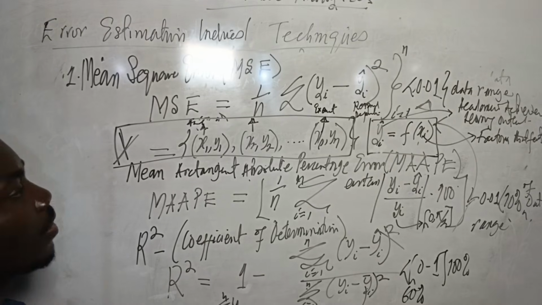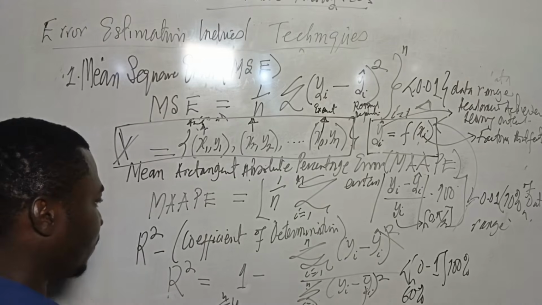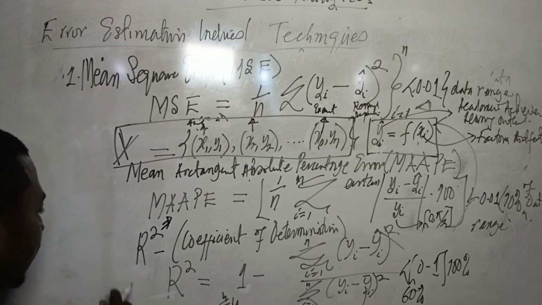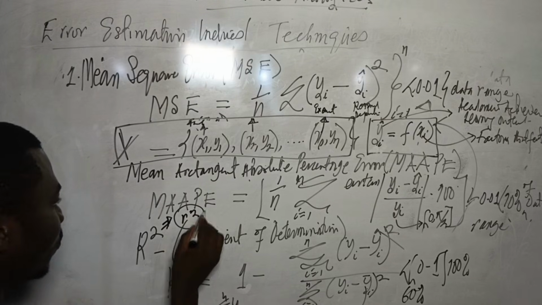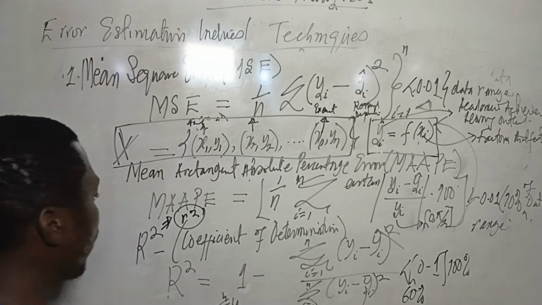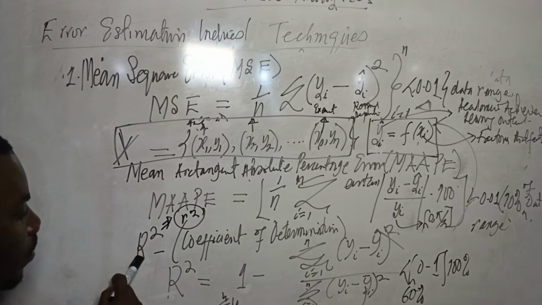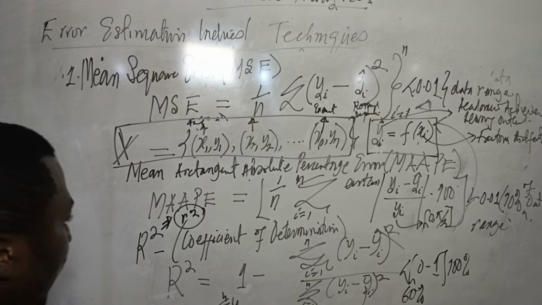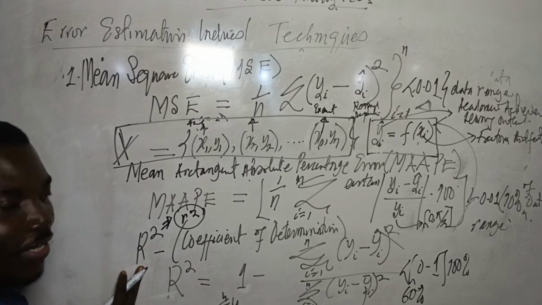It is very important for those that use regression model in educational analysis. Now, you should also take note of the fact that this coefficient of determination is the same as the correlation coefficient once you square it. Once you take the square of the correlation coefficient, it becomes the coefficient of determination.